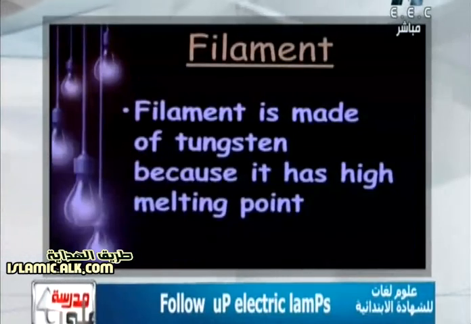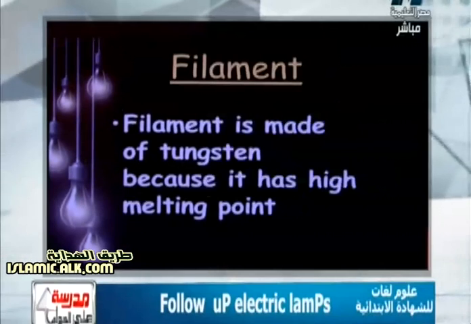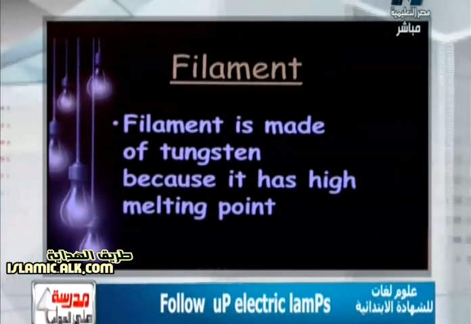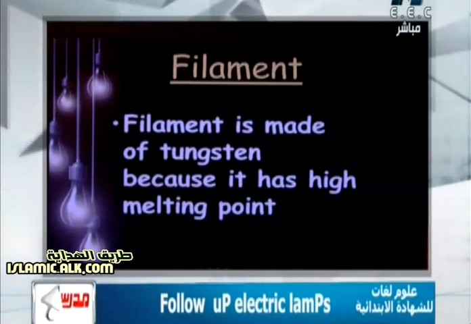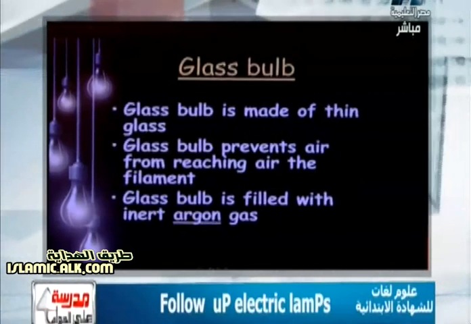So the filament, as I said, is made of tungsten because it has a high melting point. It's a very important give-reason point. Why is the filament made of tungsten? The answer will be that because it has a high melting point.